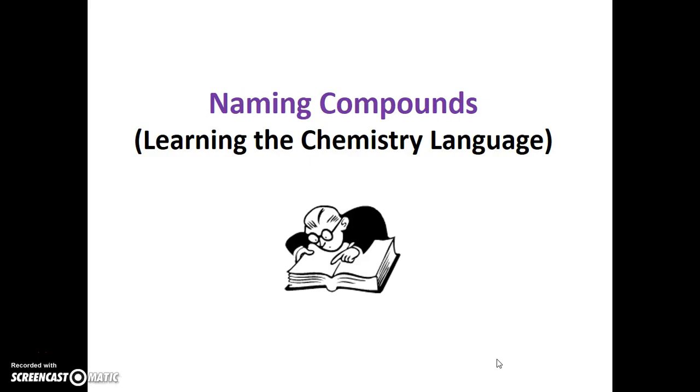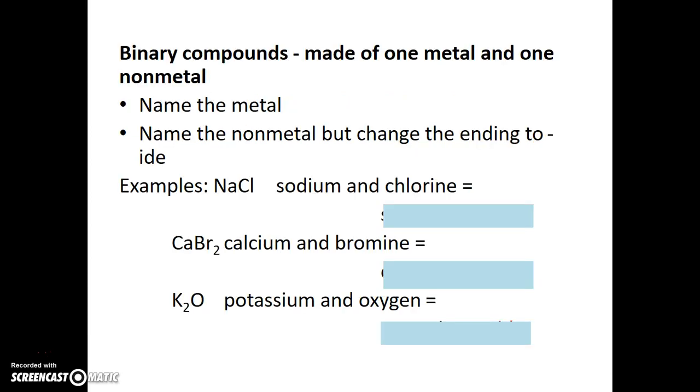We're going to talk about how you name compounds and write formulas. So first of all, if you have a simple compound made of one metal and then a non-metal, the naming is pretty straightforward. You name the metal, you name the non-metal, but give it the ending -ide. So sodium and chlorine becomes sodium chloride.